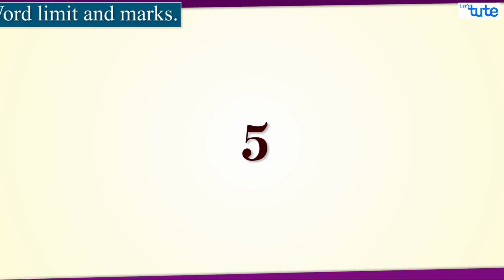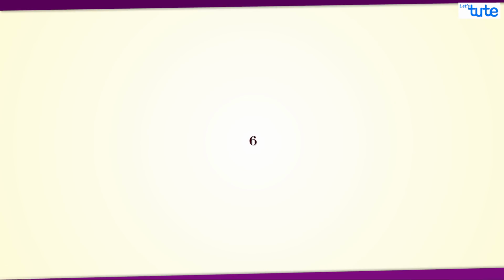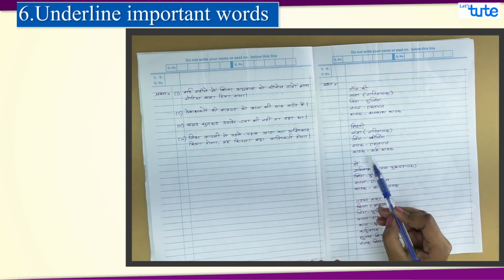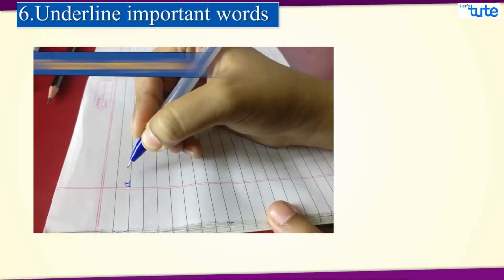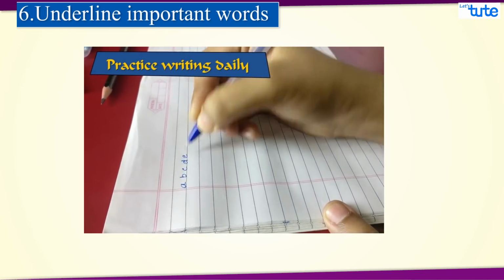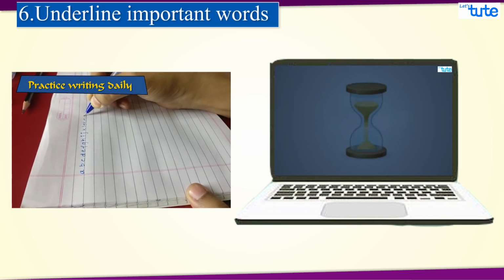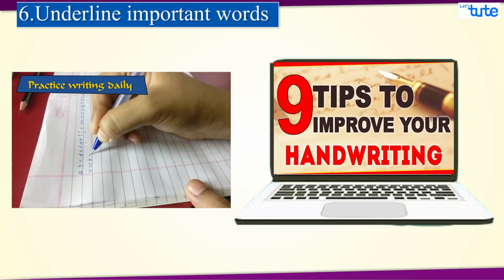Also, when you are writing answers, see the word limit and marks so that your time will be saved and you can write a proper answer for a particular question. Sixth, try to underline the important words. In any language paper, presentation and handwriting is the key. Practice writing so that your handwriting will improve and there will be fewer spelling mistakes. You can watch our How to Improve Handwriting video available on our YouTube channel.